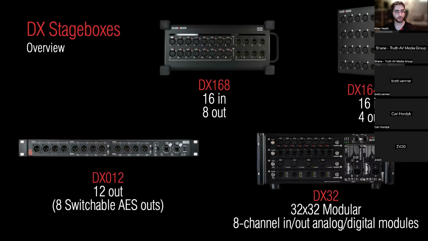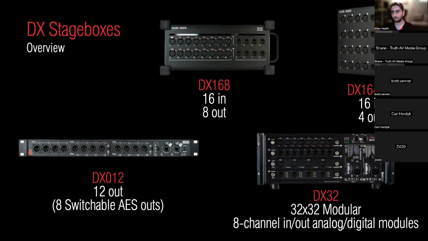And so here's an overview of all the different DX hardware. At the top is the classic DX168. It's 16 mic inputs, 8 line outputs. You'll see that it has a handle and 4 rubber feet on it because it's meant as a portable stage box that you can throw on the stage anywhere, but you can also order a 19-inch rack mount kit. So if you wanted to have that permanently mounted somewhere, you could do that as well.